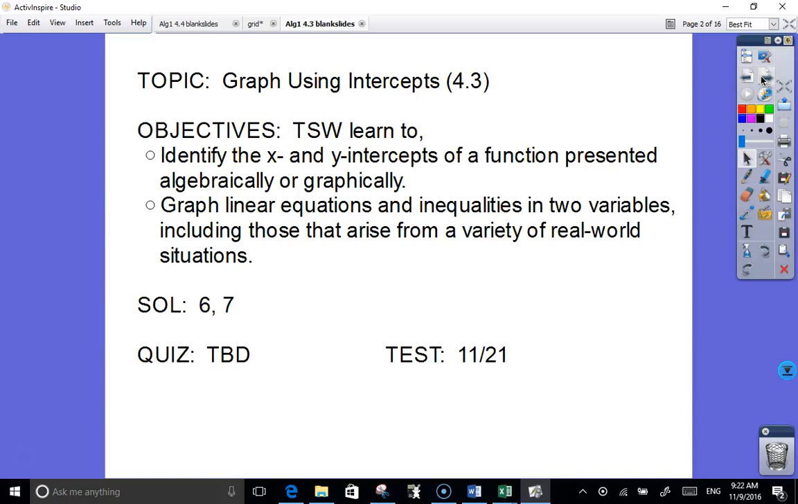This section just takes 1 day. Sometimes we take 2, but this one's just a 1 day graph using intercepts.